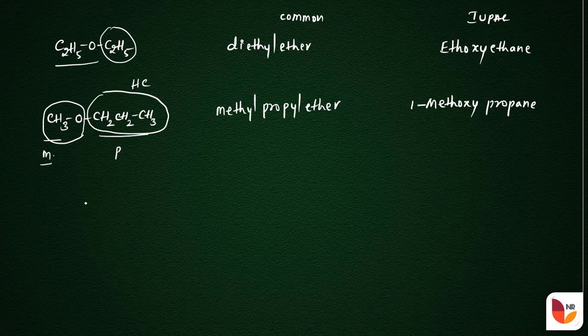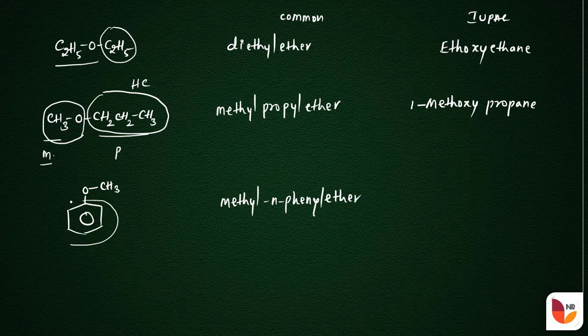Let us take one more example, the benzene ring with oxygen and CH3. That is, in phenol, the hydrogen atom is replaced by the methyl group. In the common system, this molecule is named methyl, and the C6H5 group is written as phenyl. So it is methyl phenyl ether. In the IUPAC system, the largest part is written as the hydrocarbon, and the remaining part is called alkoxy. So it is methoxy, and the hydrocarbon is benzene: methoxy benzene.